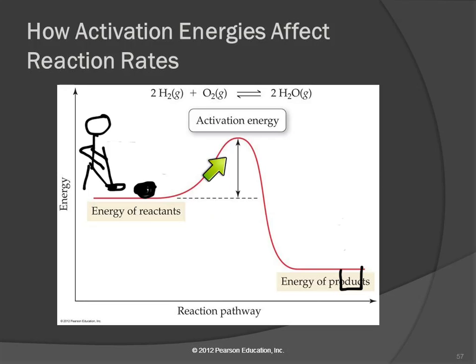If this activation energy is very high, is that going to make the reaction slower or faster? It's going to make it slower. If this hill was lower, what would that do to the rate of the reaction? It would make it go faster because it would be easier to get the ball over the hump, right? More of the collisions would have enough energy to get over the hump.